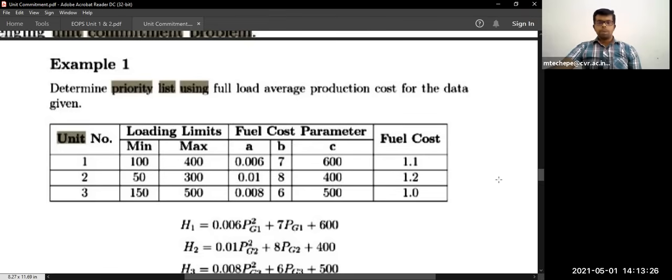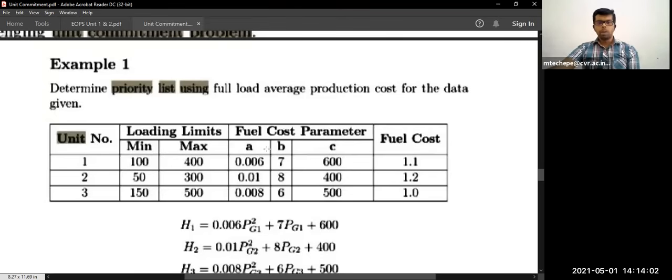Sometimes, how they will ask is, the fuel cost parameters will be given as alpha, beta, and gamma. In some question papers, or if you refer to some other books, foreign author books, they will be mentioned like alpha, beta, gamma. So alpha, beta, gamma is nothing but A, B, C only. So no need of confusing. Okay, so this is ABC.